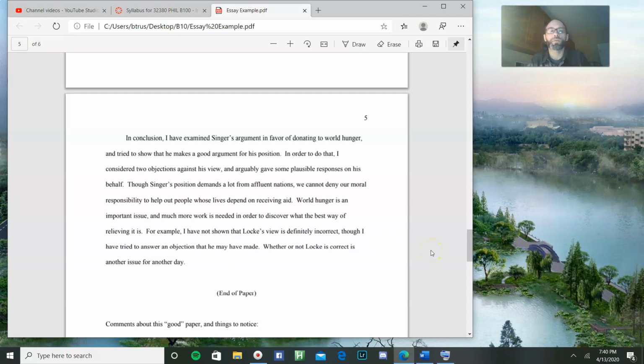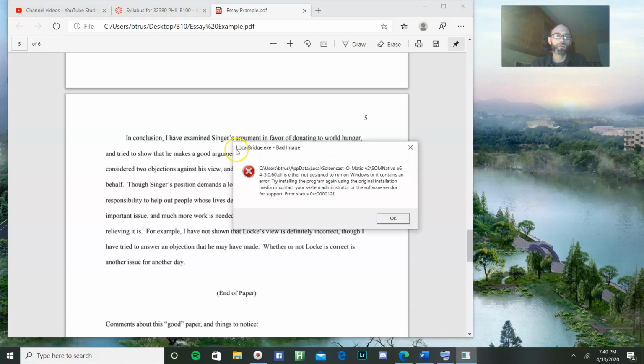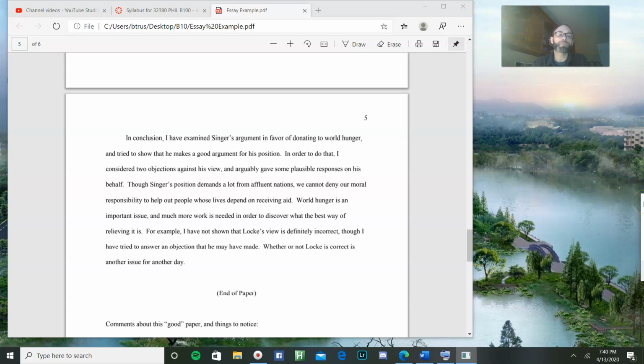And I'm going to read the conclusion and talk about what the author does so you can take some tips from that. In conclusion, I've examined Singer's argument in favor of donating to world hunger and tried to show that he makes a good argument for his position. In order to do that, I considered 2 objections against his view, and arguably gave some plausible responses on his behalf.